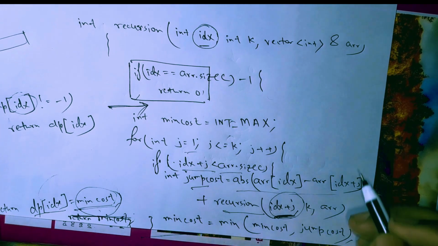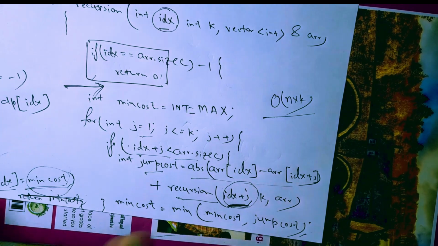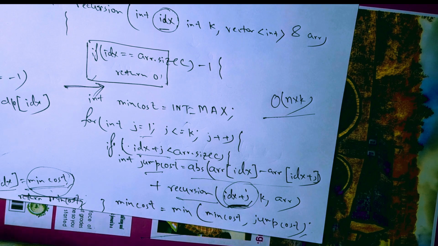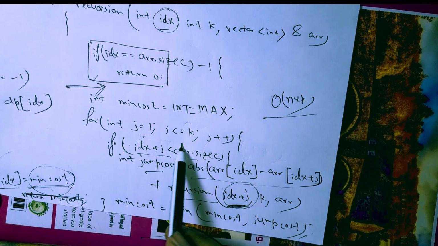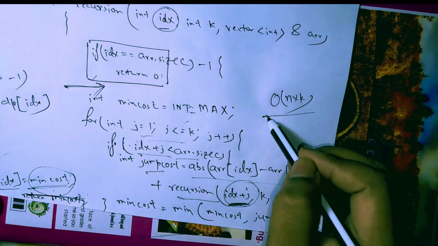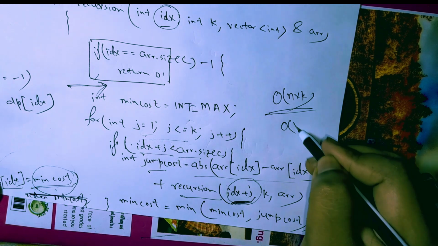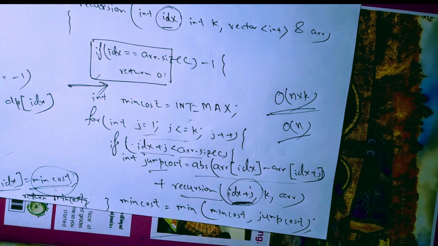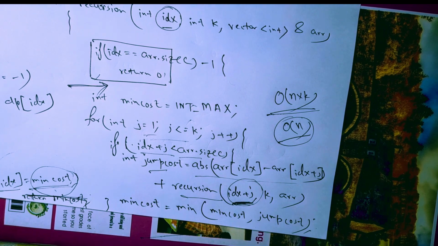So what will be my time complexity here? In the worst case, my time complexity will be O(n * k). n is the size of my array and k is how much I can jump. And what will be my space complexity? My space complexity will be O(n), because I have declared one 1D DP.